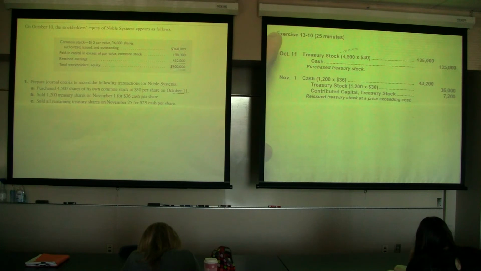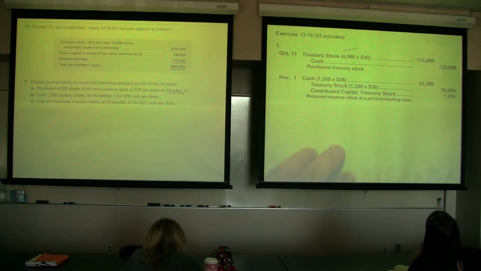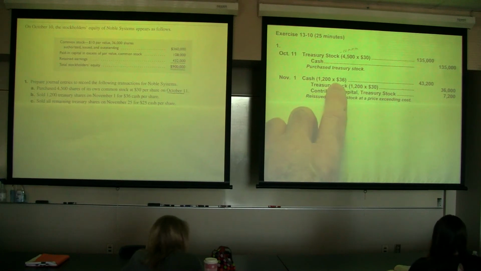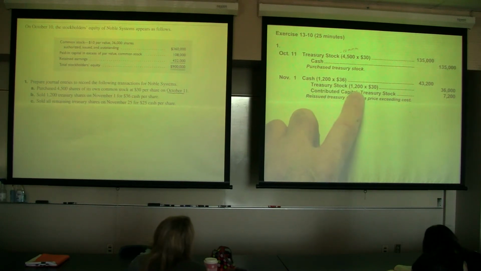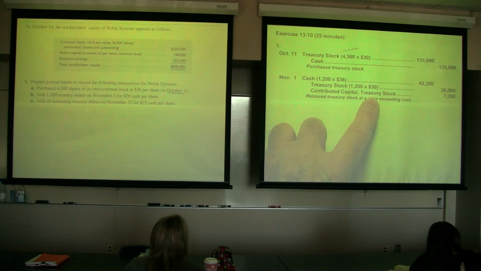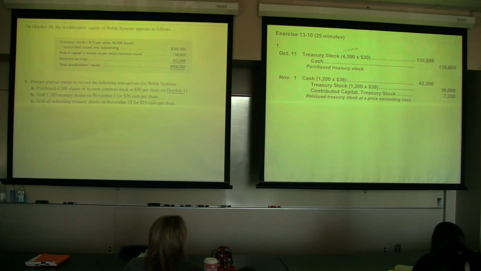Then you sell at a gain. So you bought it at 30, you sold it at 36, so cash is debited for 36 times 1,200, the number of shares you sold. Treasury stock is credited for 30 times 1,200. The difference goes into contributed capital treasury stock, which is the same as paid-in capital treasury stock. Same account, different name. Okay?